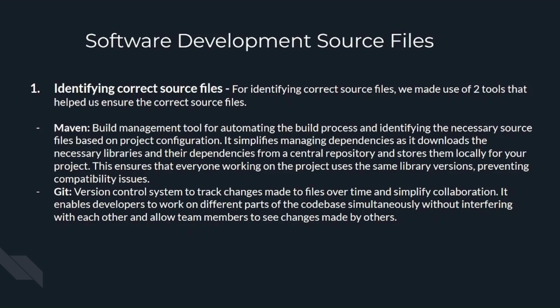The second tool we used is Git. Git is a version control system to track changes made to files over time and simplify collaboration. It enables developers to work on different parts of the code base simultaneously without interfering with each other, and allows team members to see changes made by others.